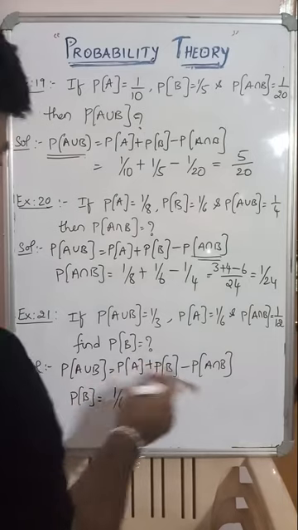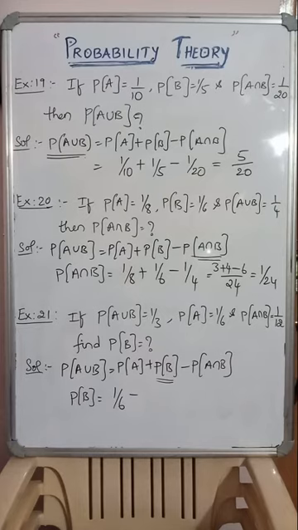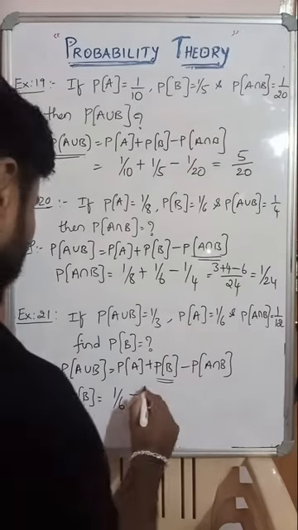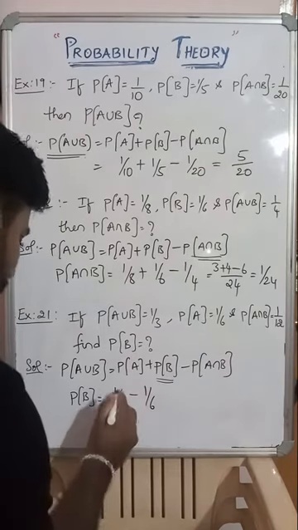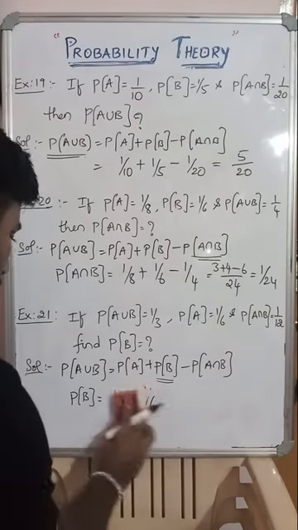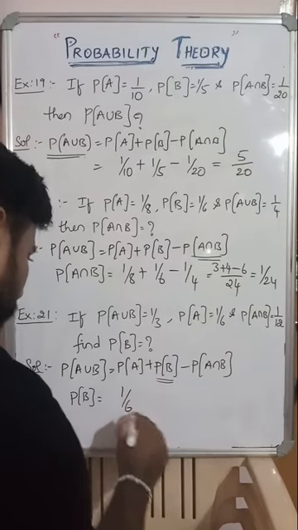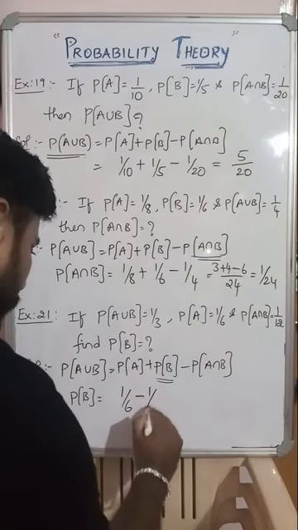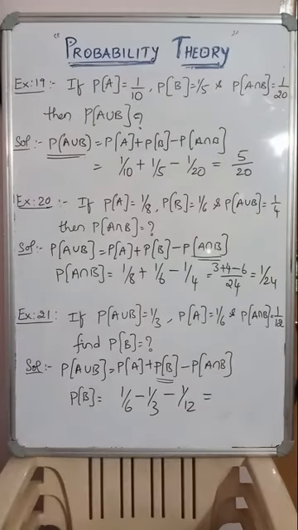If you take this to this side, it will become minus. 1 by 6 minus how much then? P of A value is 1 by 6. P of A union B is 1 by 3, not 1 by 6. One second. If you take P of A value 1 by 6 minus P of A union B 1 by 3 minus P of A intersection B 1 by 12. So the LCM of 1 by 6 minus 1 by 3 minus 1 by 12, what would be the value here?